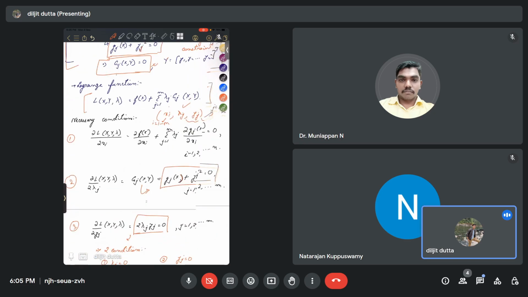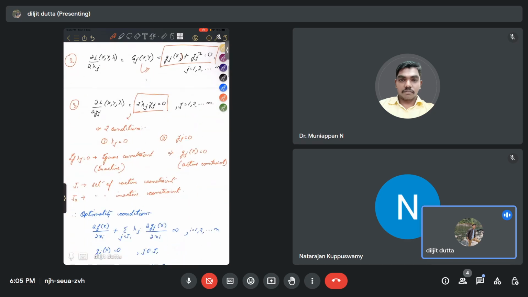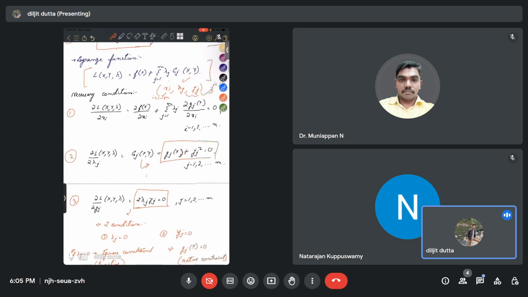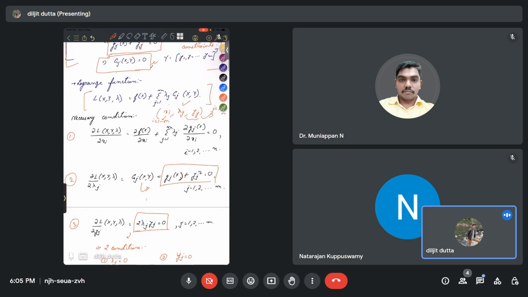Now let us look into the third condition. The third condition says that lambda j yj is equal to 0. Now there might be two cases here: either lambda j is equal to 0 or yj is equal to 0. So let us see in the first case what will happen if lambda j is equal to 0. If lambda j is equal to 0, it means that constraint is not an active constraint. That constraint we can neglect.